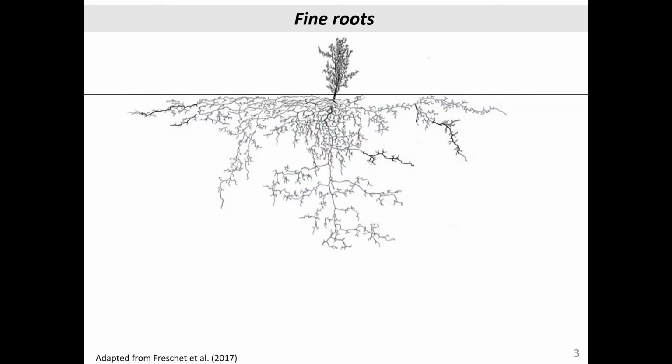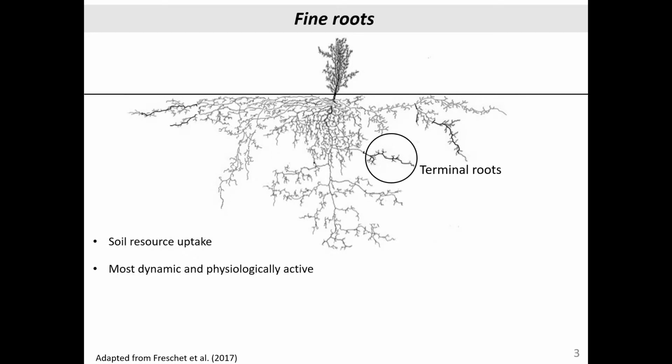So let's start all on the same page. A brief description of fine roots, and especially tree fine roots. They are the most terminal roots within the root system hierarchy, and they are mainly responsible for soil resource uptake. They are the most dynamic and physiologically active part of the plant below ground, and their production and turnover represent about 22% of the terrestrial net primary production globally.